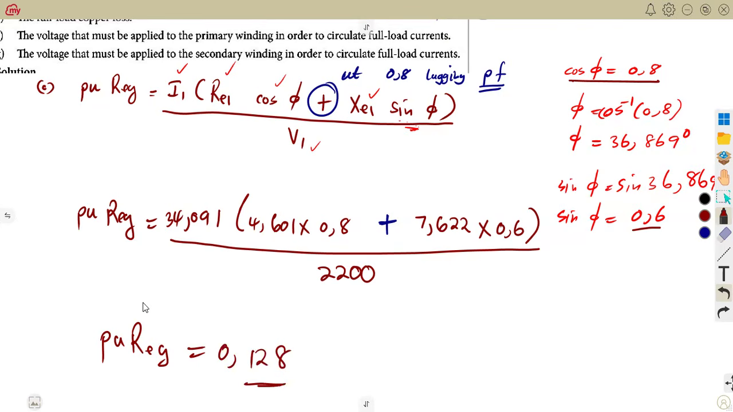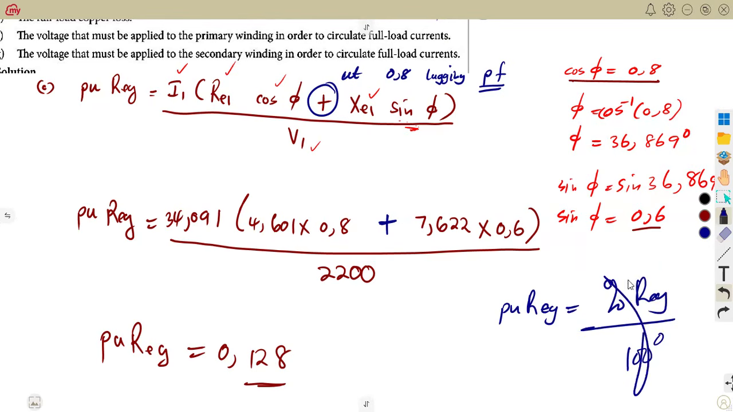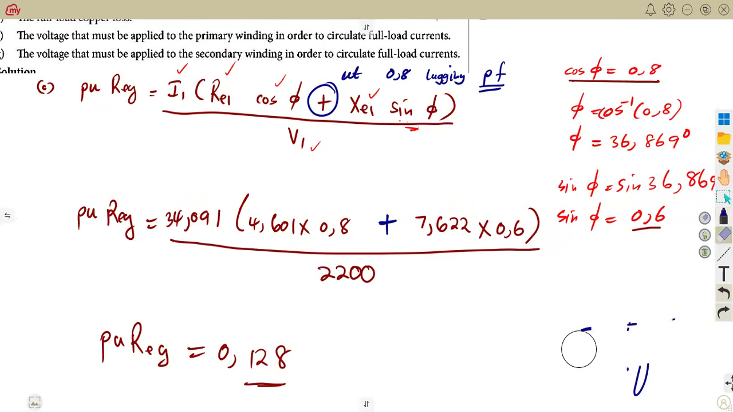as a decimal, not a percentage. Remember, if you want to use the per unit regulation, voltage regulation is equal to percentage regulation over 100%. Just know that it's a decimal. So there's no need for me to use 100% unless they want a percentage. Then I have to multiply by 100%. It's now percentage voltage regulation. So just like that.